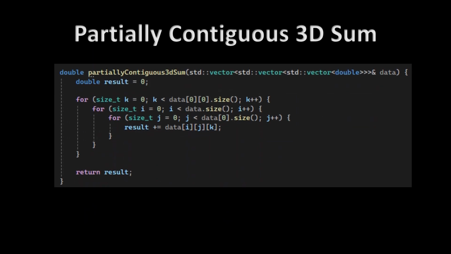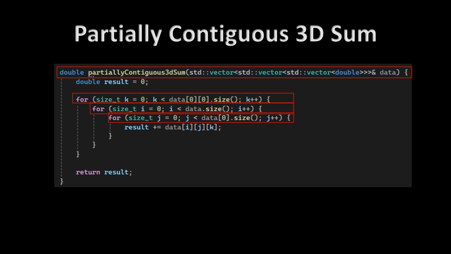The second function, partially contiguous 3D sum, is the counterpart of the first function. It calculates the sum of all elements in a 3D vector. However, it has a different order in the loops: k, i, and j. This ordering represents a middle ground in terms of memory access patterns. While it doesn't achieve full contiguity, it improves upon the purely non-contiguous approach.